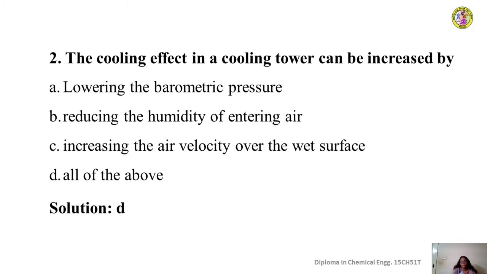The cooling effect in a cooling tower can be increased by which of these methods? Either by lowering the barometric pressure, or by reducing the humidity of entering air, or by increasing the air velocity over the wet surface, or is it option D, where all of the above can be used to increase the effect of cooling in a cooling tower? So the correct option is option D.